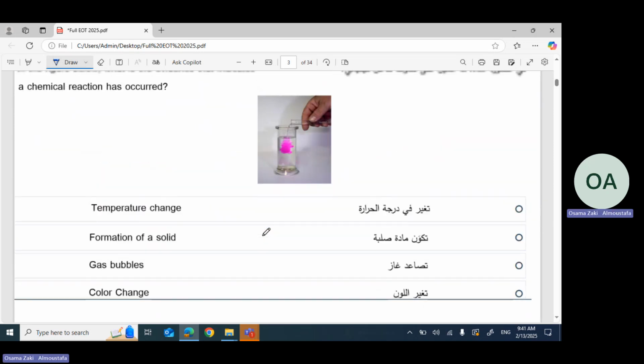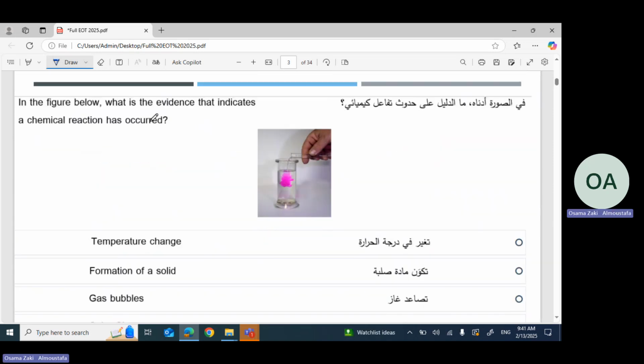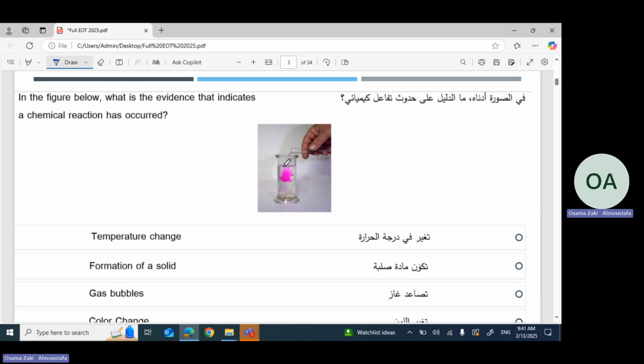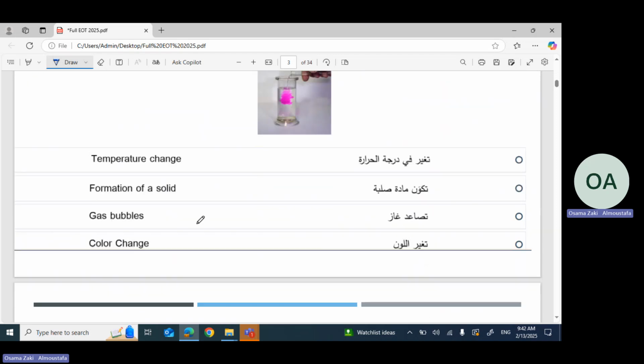Okay. The second question, in the figure below, what is the evidence that indicates a chemical reaction has occurred? So as we see here, we have a change in color. As we see, we add the first substance, the first reactant, to the second one. So there is a change in color. So we choose the color change.